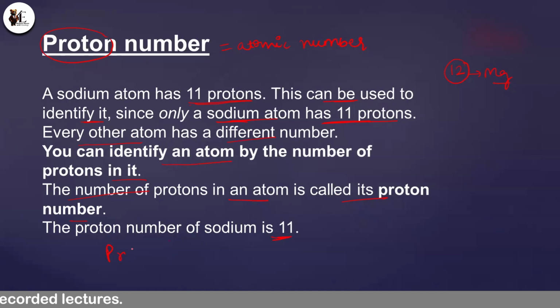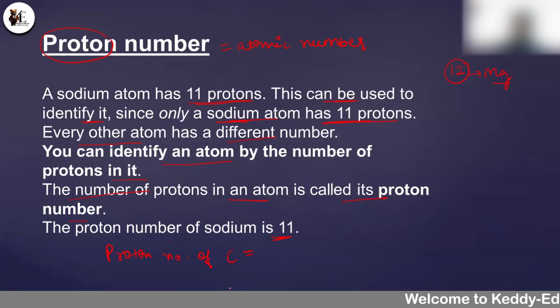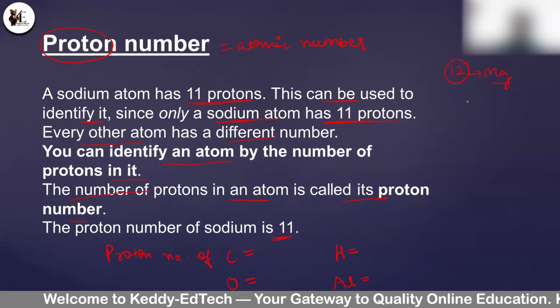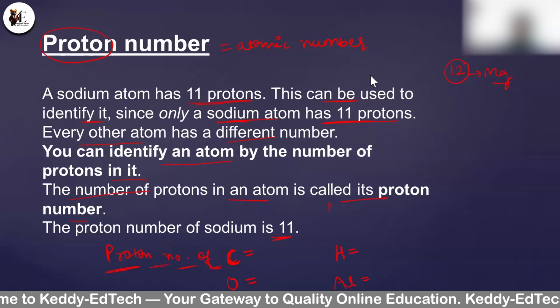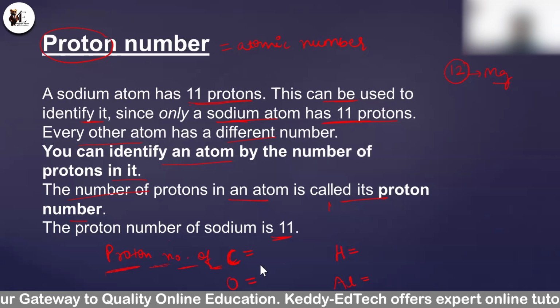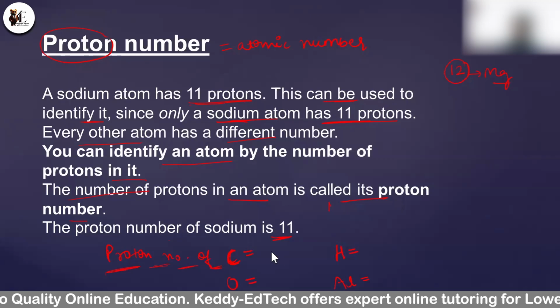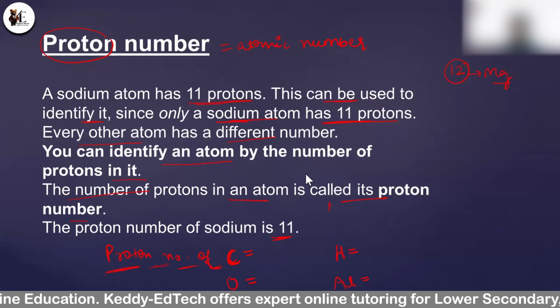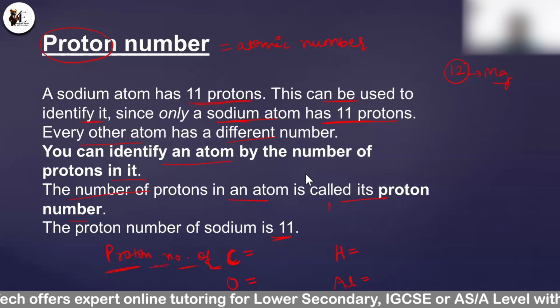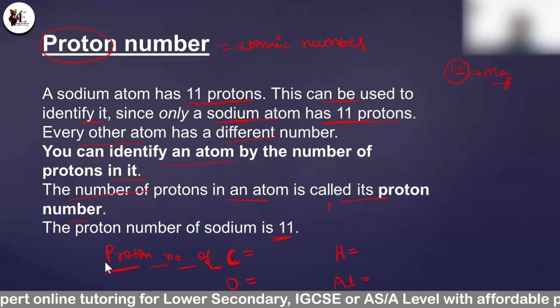Okay, so my next question is, write down the proton number of carbon, oxygen, hydrogen, and aluminium. So look at your periodic table and please tell me all the answers and write this slide. You have to look at your periodic table because these are very easy. There are 118 elements in the periodic table. You don't have to remember all these elements, but at least you should have the knowledge of the first 20 elements.